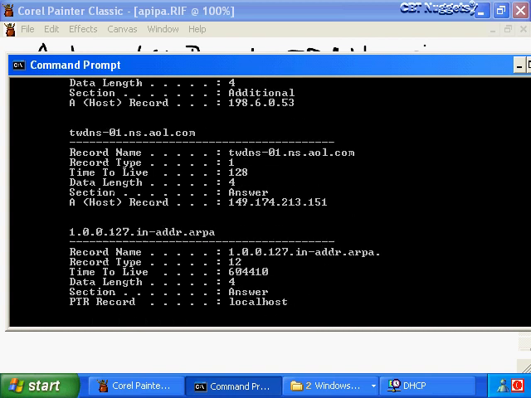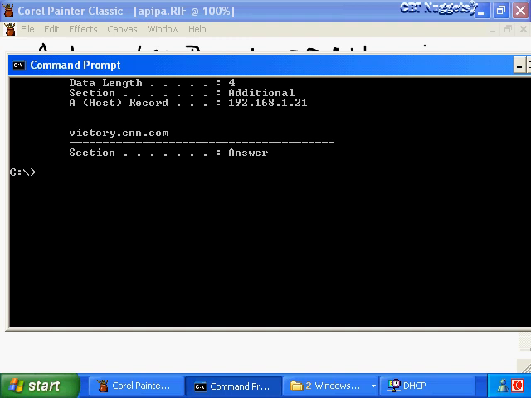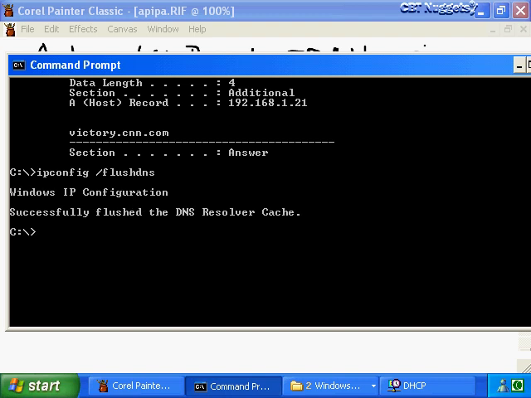So we want to flush all this information out. We're going to do that by typing in ipconfig with the flush DNS switch. I'm going to flush this client resolver cache right out of my hair. Press the enter key and poof, it's gone, just like that.